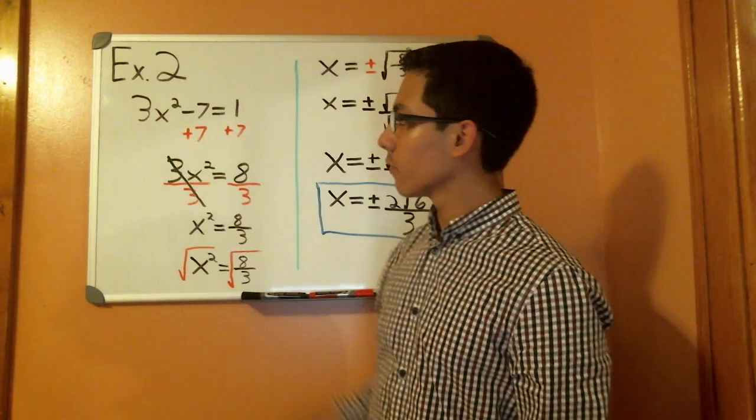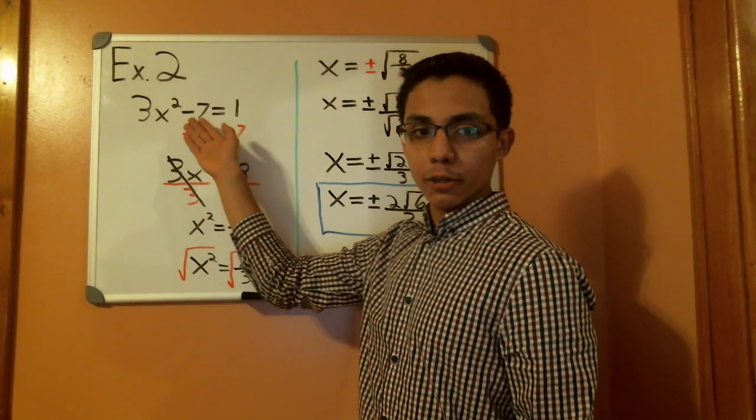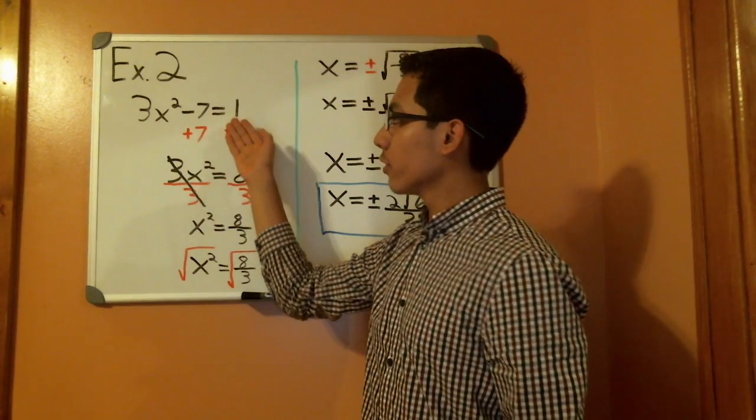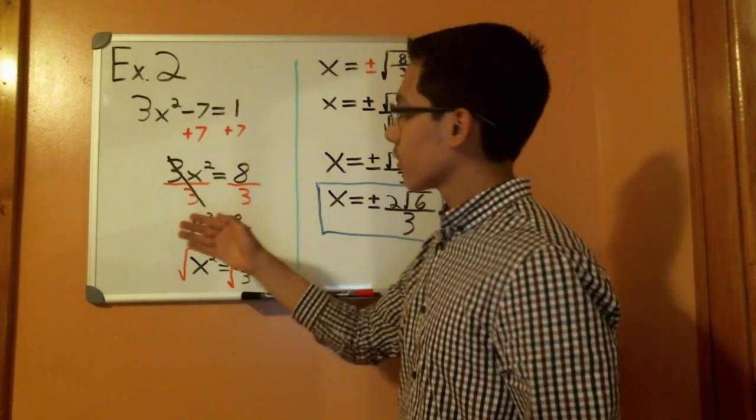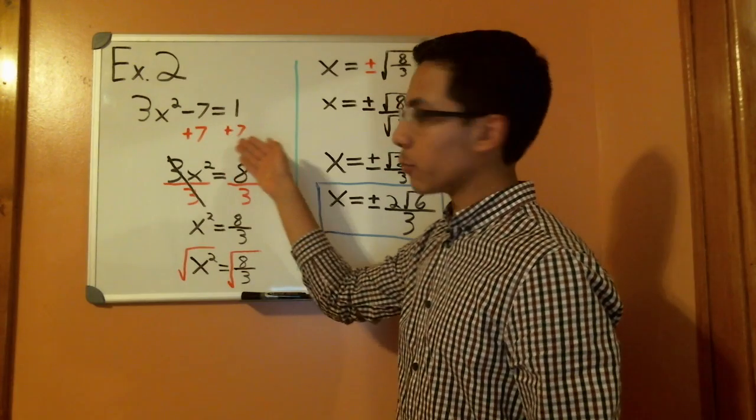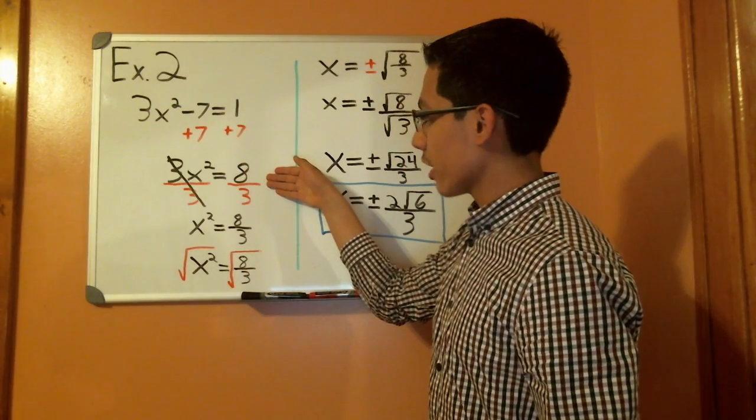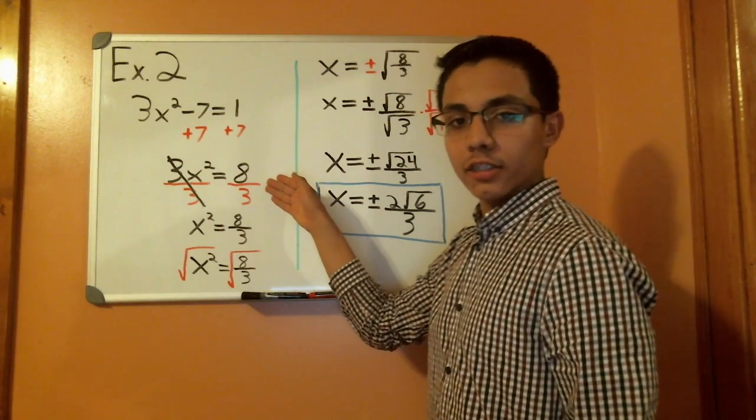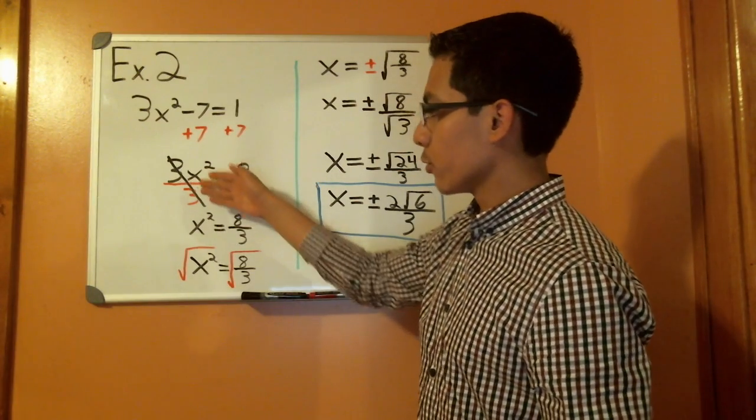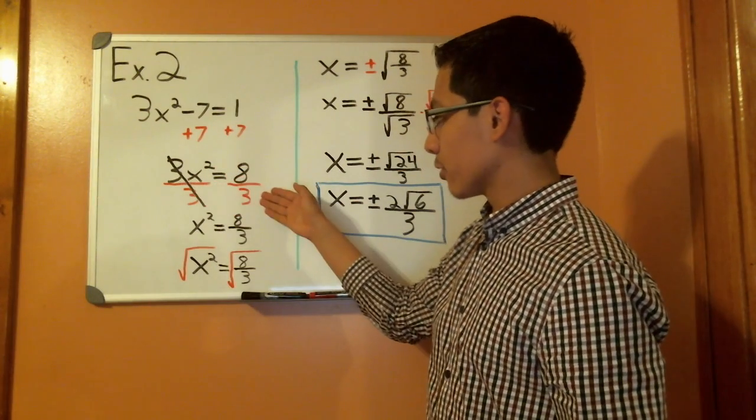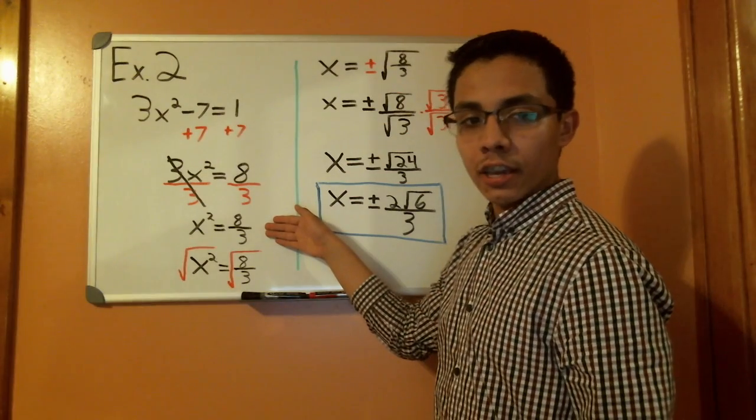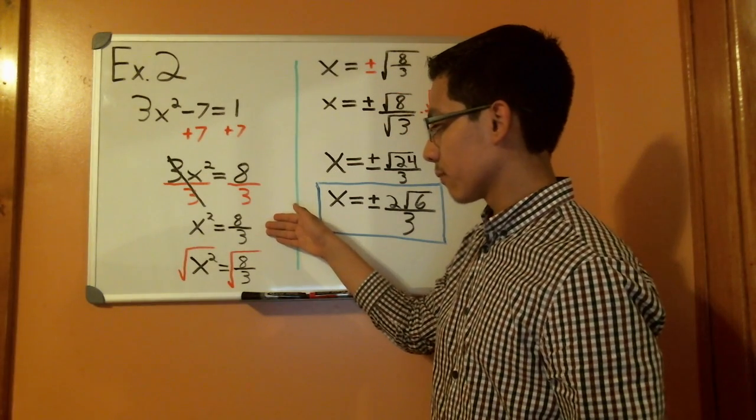Example 2. When given 3x squared minus 7 equals 1, solve for x. Now you can do that by adding 7 to both sides. You would then get 3x squared equals 8. Now you want to isolate x squared. You can do that by dividing both sides by 3. Then you would get x squared equals 8 over 3.